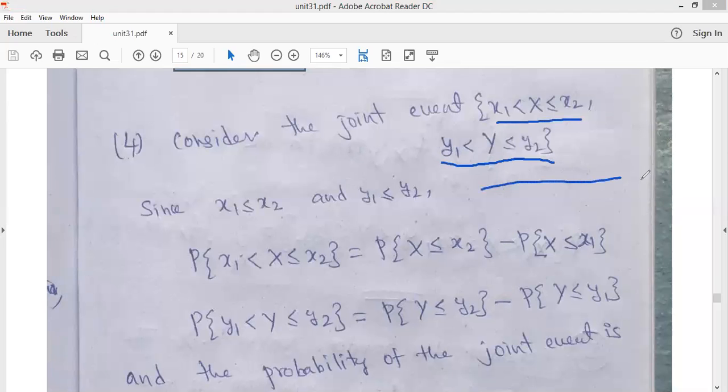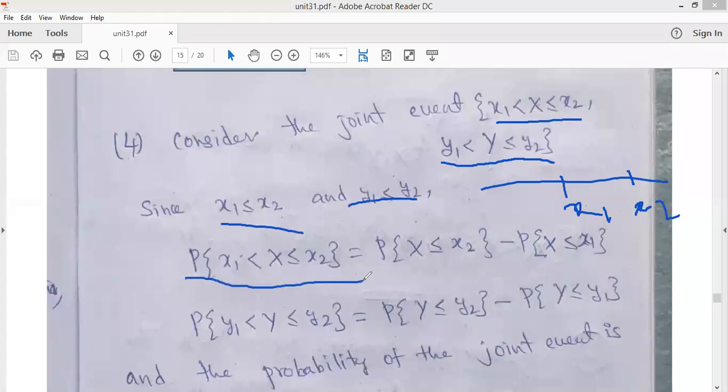The x1 value will always be less than x2. Similarly, the y1 value will always be less than or equal to y2. Okay, x1 is always less than or equal to x2, and y1 is always less than or equal to y2. Then the probability of x1 less than x less than or equal to x2.